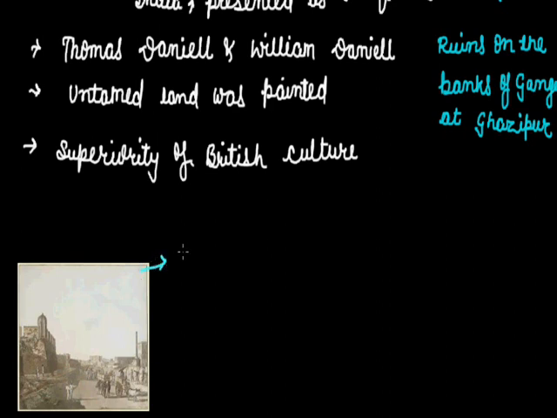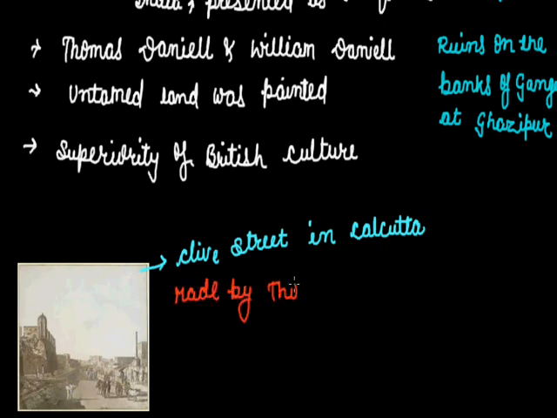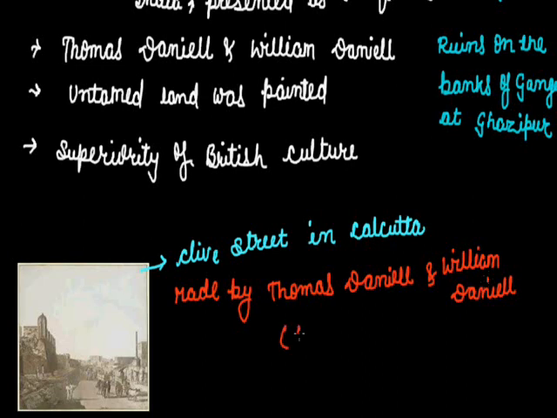This painting was made by Thomas and William Daniel, and this is Clive Street in Calcutta, which was drawn in 1786.